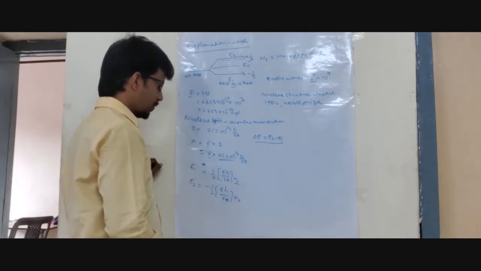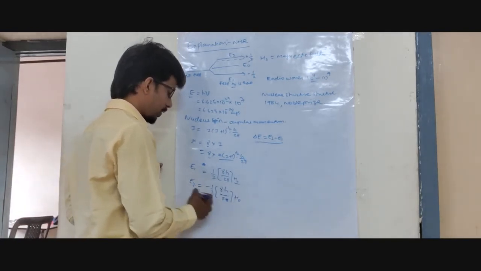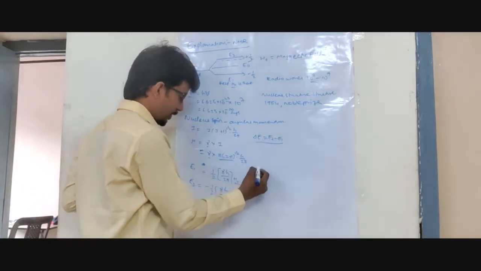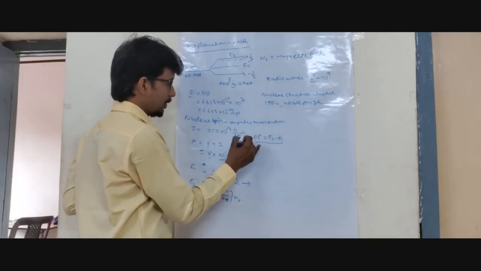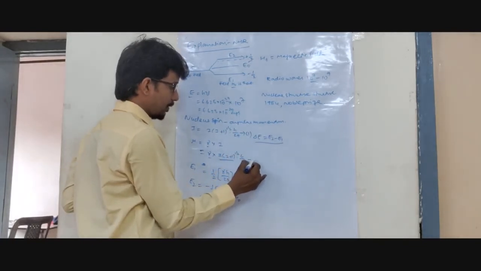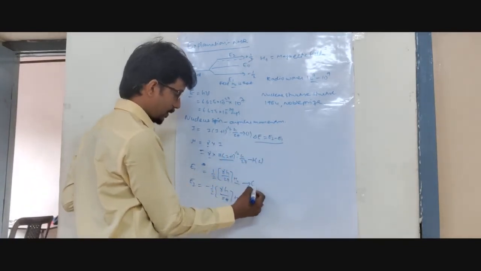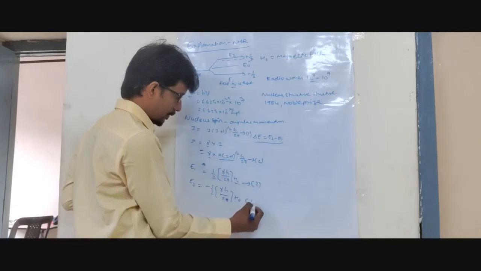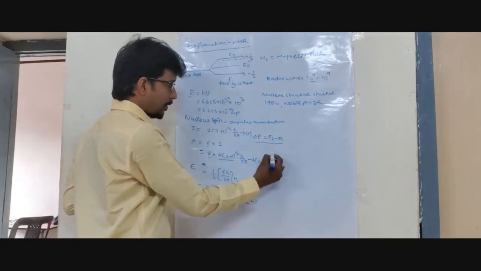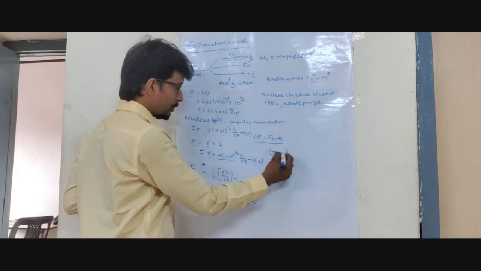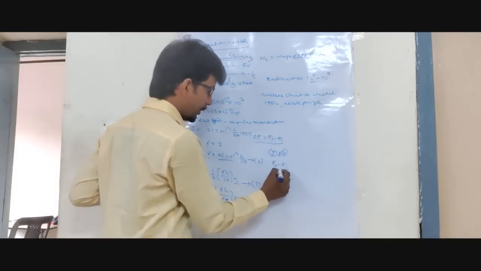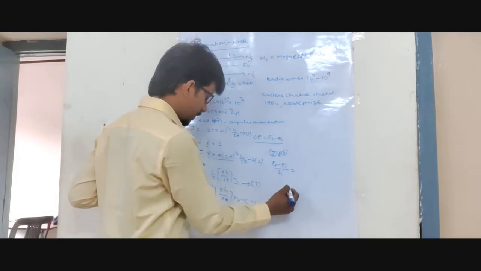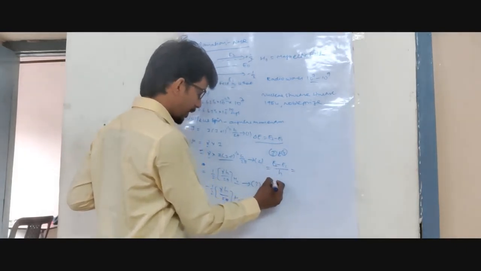Understood? So what happened now? I'm going to get the two equations. This equation is called number 1, equation number 2, number 3. From 3 and 4, E2 minus E1 by h. E2 minus E1, what? Just substitute the values.